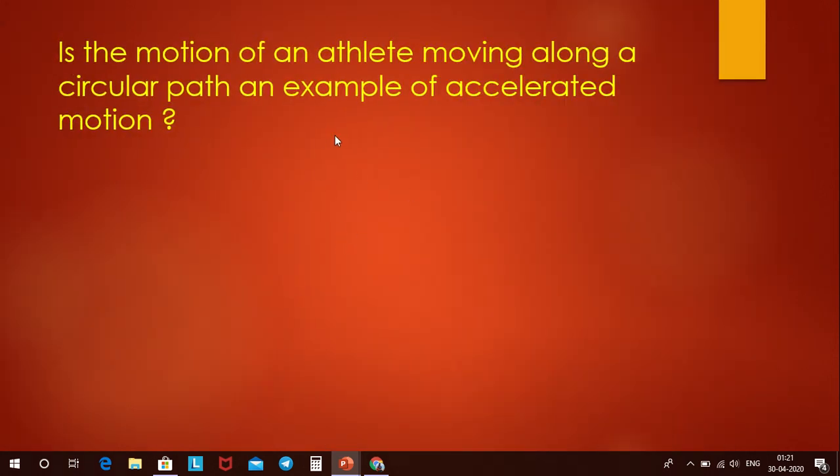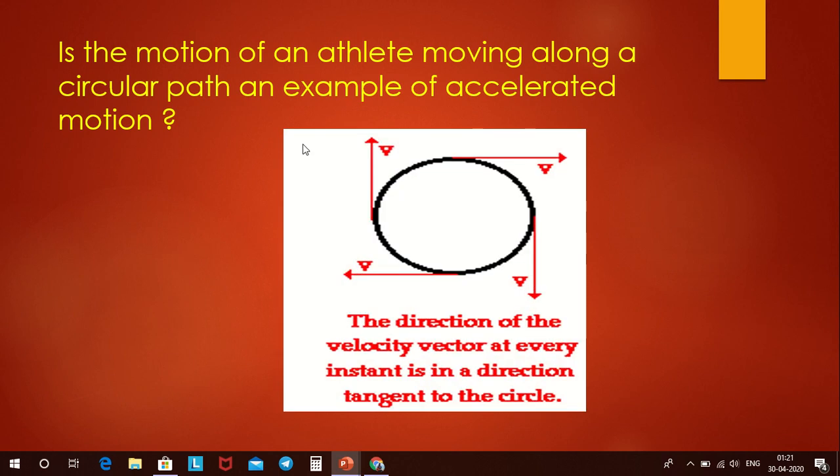So is the motion of an athlete moving along a circular path an example of accelerated motion? The answer is very simple, and yes, the answer is simply yes. Motion of an athlete along a circular path is an example of accelerated motion. Students, this is a commonly asked question in your exams. This is one of the most common questions asked in exams, and you should know the answer. Why is uniform circular motion an example of accelerated motion?